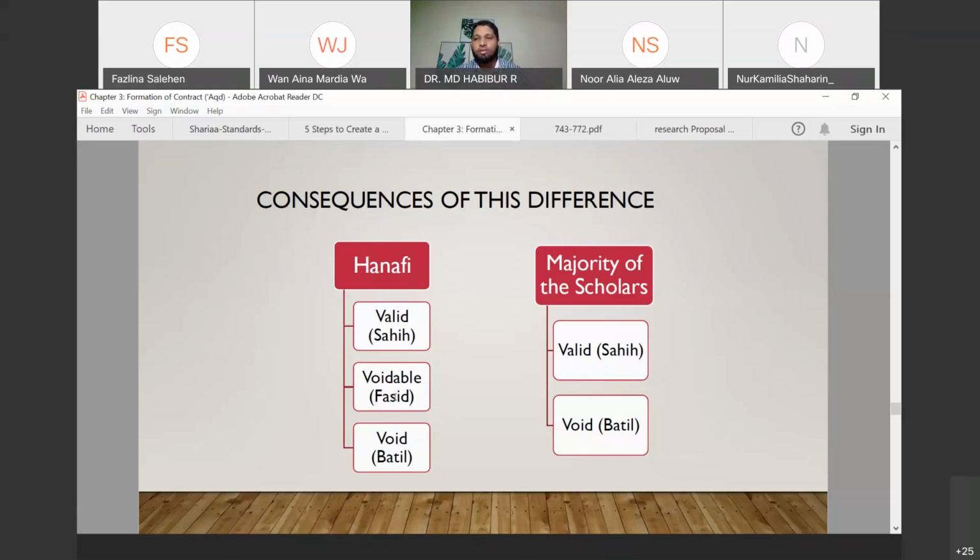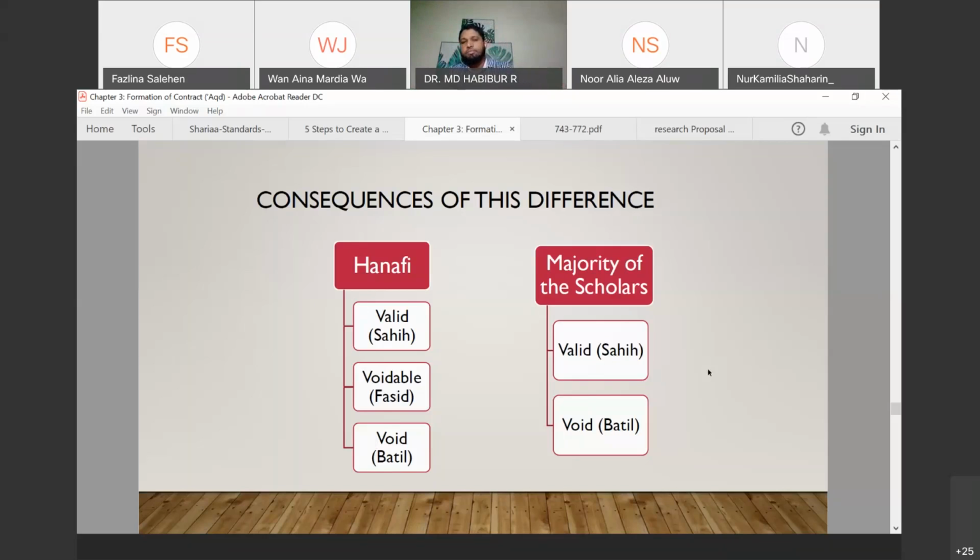But the majority say no, as long as the price is not mentioned, it's cancelled. All right. So taking the opinion of the majority, we face some sort of hardship and difficulties. But taking the opinion of Hanafi, we will get the flexibility. Because if, let's say, the price is not mentioned, we can still consider the contract and we can rectify the contract. Okay, so this is the consequence from the difference of opinion among the Hanafi and the majority.